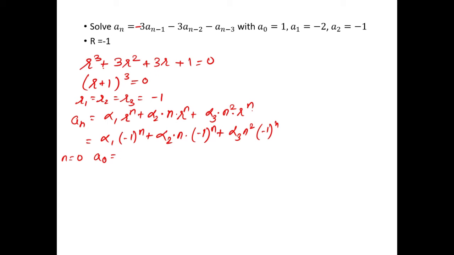So a0 is equal to alpha 1 into r raised to 0, which is 1. So the first term becomes alpha 1. The second term becomes 0. So alpha 1 is equal to a0, which is equal to 1. So we get one value.